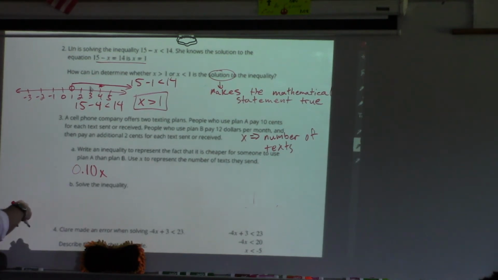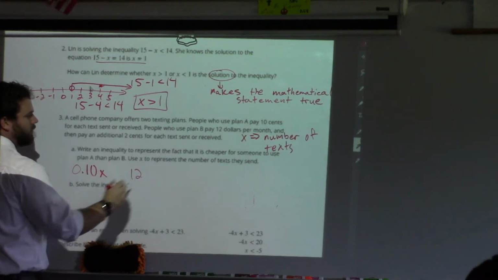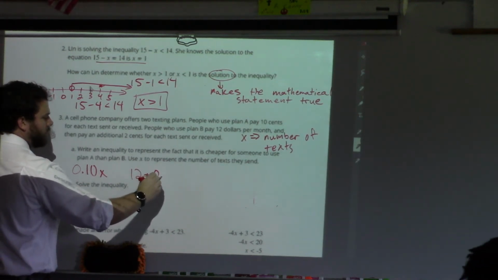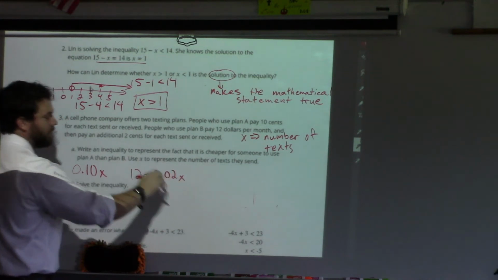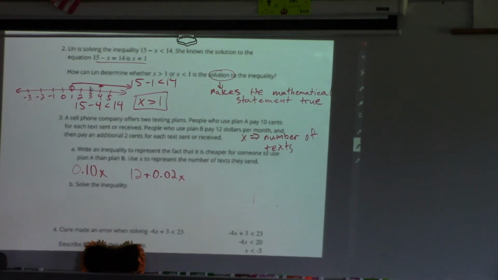But 0.1x, what would be an expression for plan B? Oh, 12. Yeah, 12 was 2x. 0.02x. Remember, again, we want that not $2, 2 cents. And we're trying to show which one is cheaper.